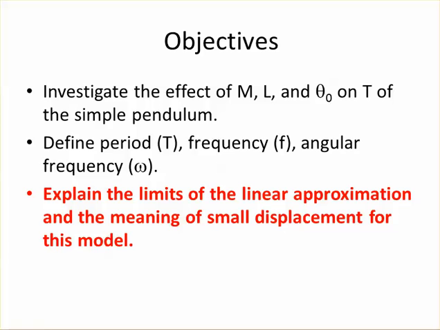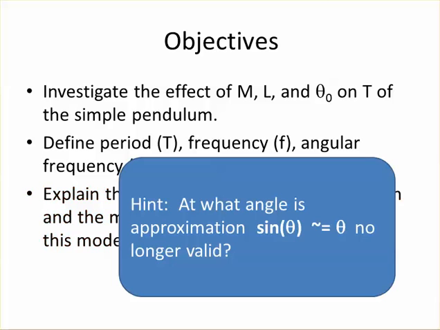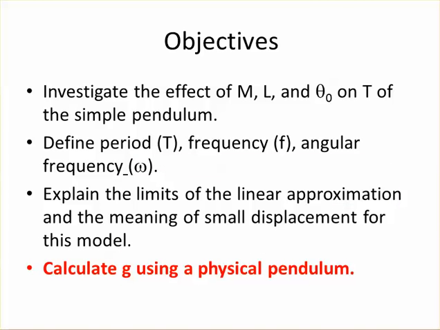You're also going to explain the limits of the linear approximation and the meaning of small displacement for this model. Again, we talked about sine theta being about equal to theta. Just make sure that your calculator is in radian mode when you do this. Lastly, you're going to calculate the acceleration due to gravity using a physical pendulum.